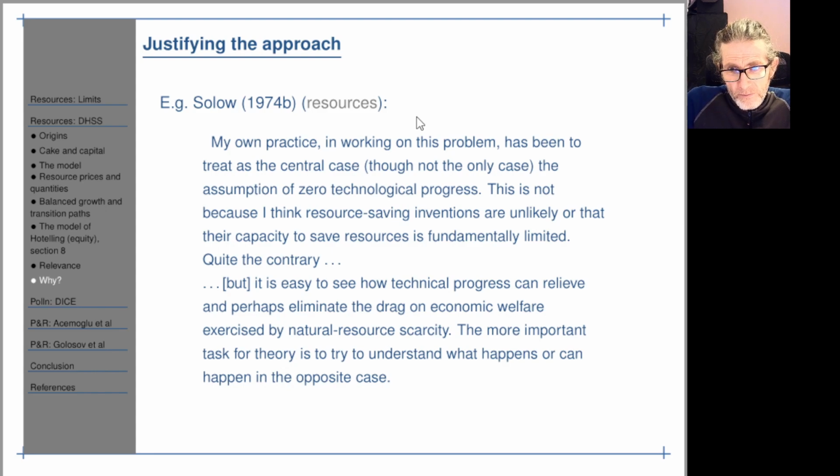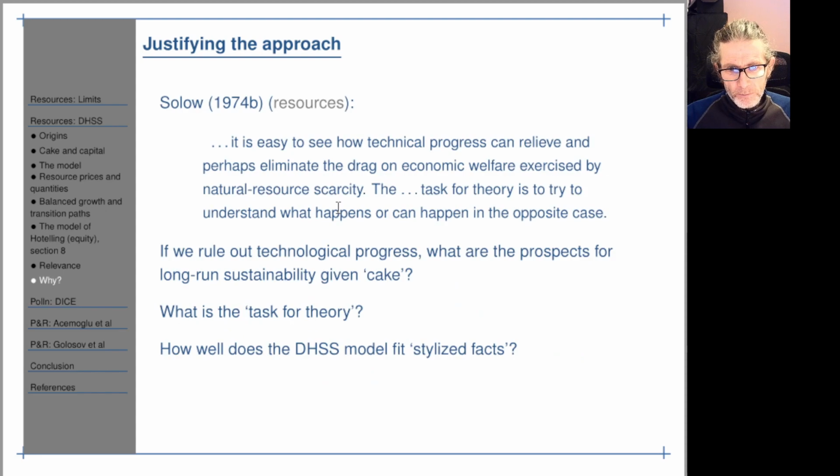Well, that sounds kind of convincing, but it turns out if we make reasonable assumptions that human-made capital depreciates, we almost immediately get to the result that we're doomed, okay, in this setup. So again, not very convincing arguments.